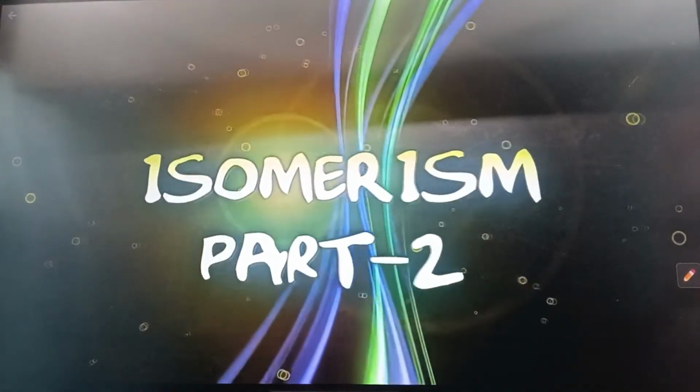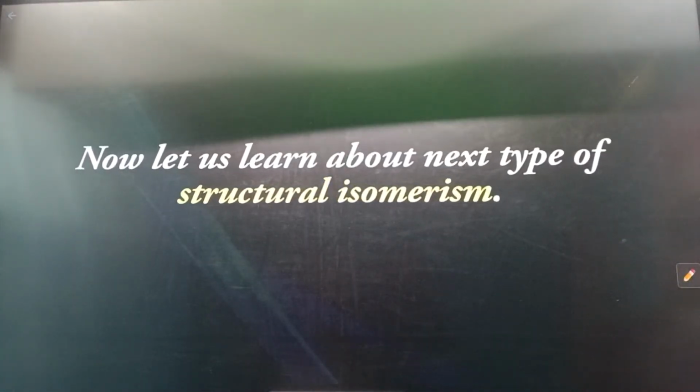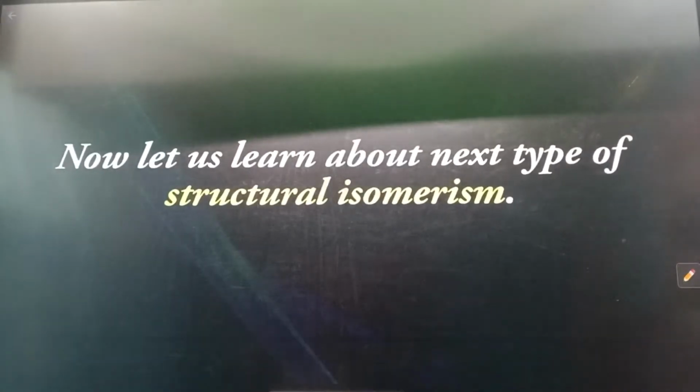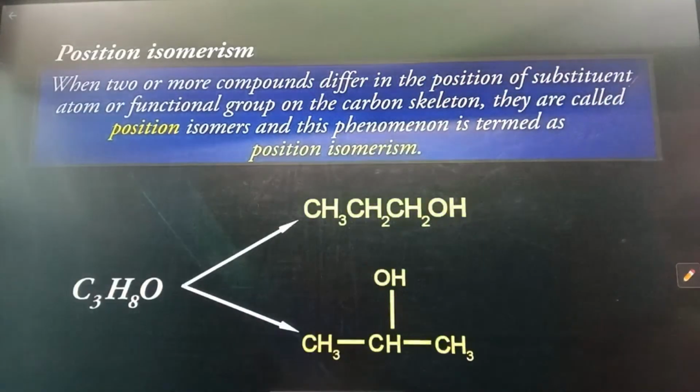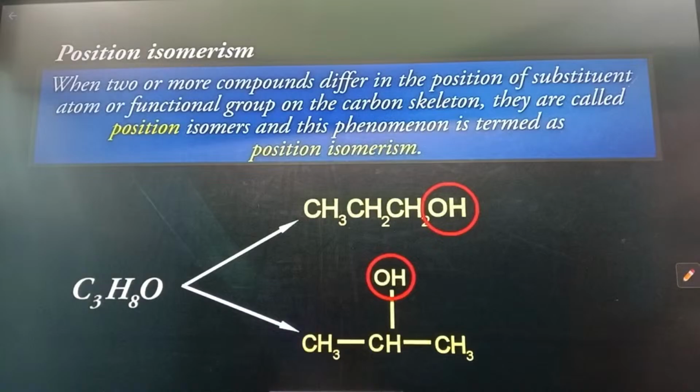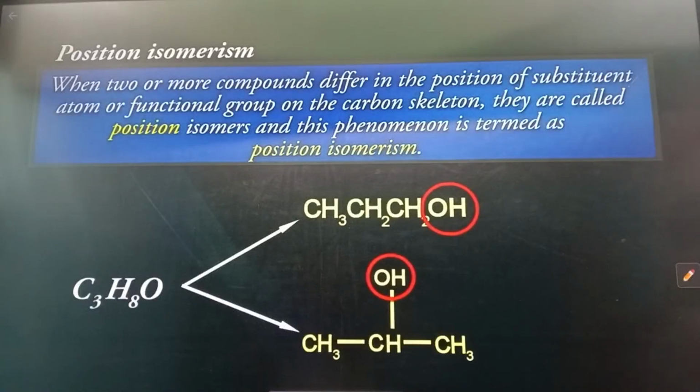Isomerism, Part 2. Now let us learn about the next type of structural isomerism. Position isomerism. When two or more compounds differ in the position of a substituent atom or functional group on the carbon skeleton, they are called position isomers, and this phenomenon is termed position isomerism.